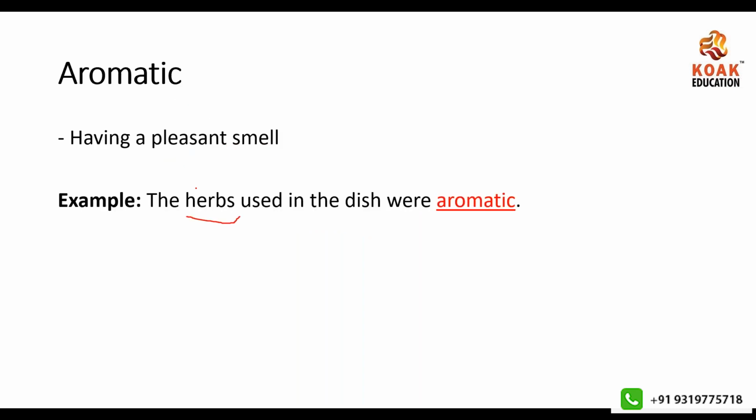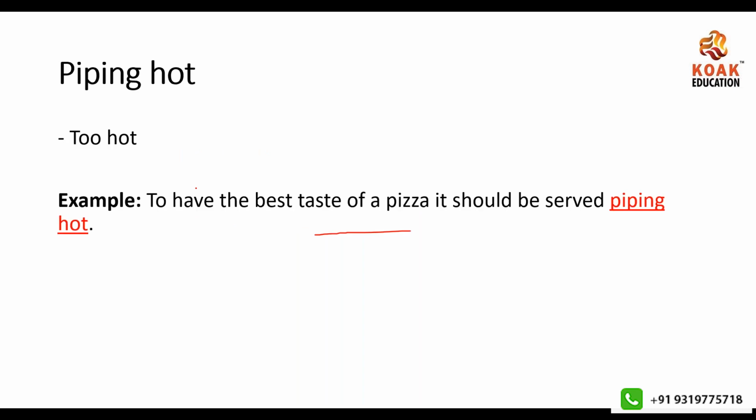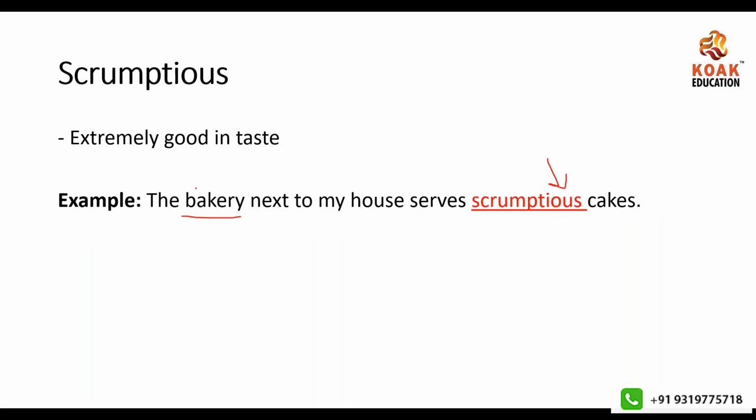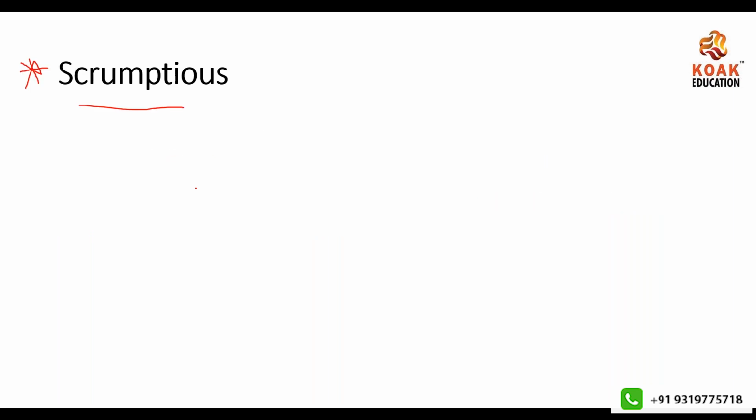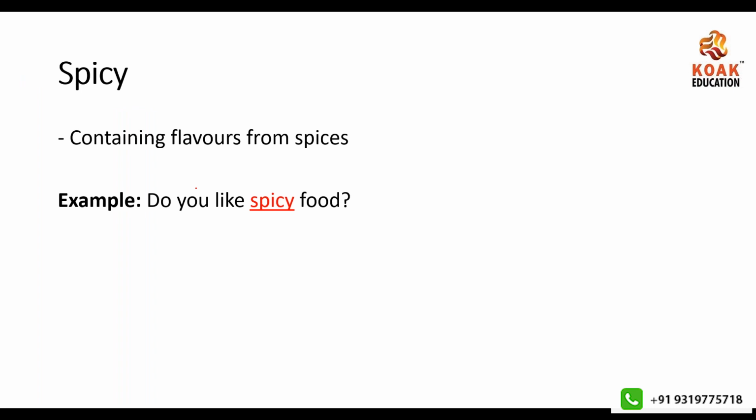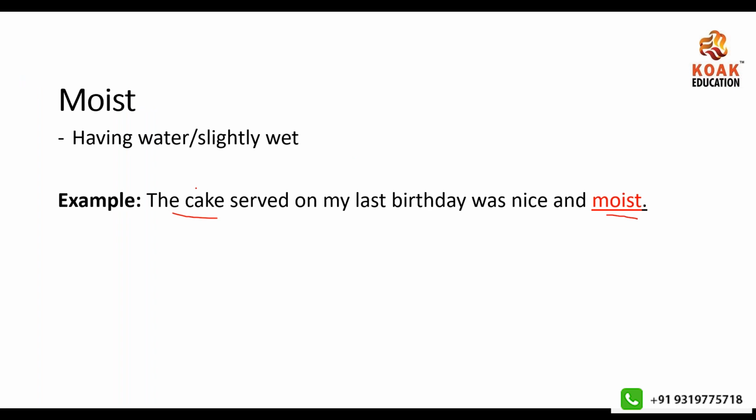Then we have aromatic, that means having a pleasant smell. Then we have piping hot, which meant too hot, something that's too hot. Then we have scrumptious, and scrumptious means extremely good in taste. Then we have spicy, spicy means containing flavors from spices. Then we have moist, which means having water, something that's slightly wet.